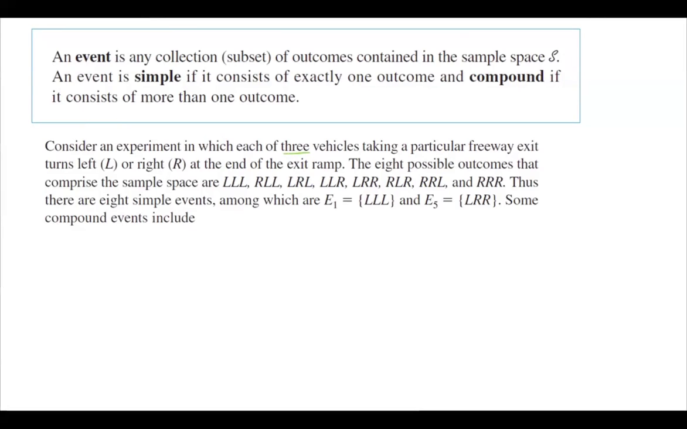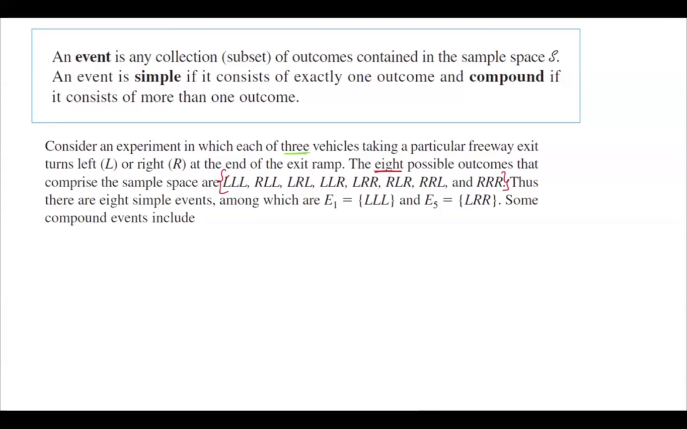You have 3 vehicles, and each vehicle has different options. The first vehicle can turn left, the second vehicle can turn left, the third vehicle can turn left as well. And as you can see, you have other choices, other options. And if you list all of these possible options, all of these possible choices, you're going to have your 8 possible outcomes. So basically, this is going to be your sample space.